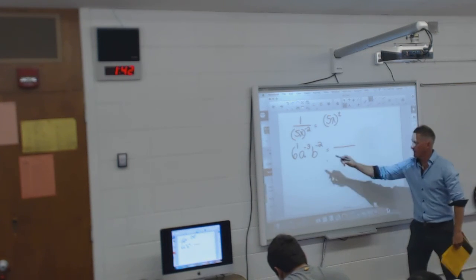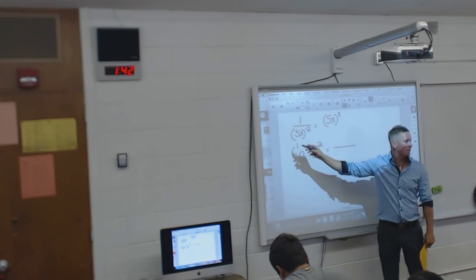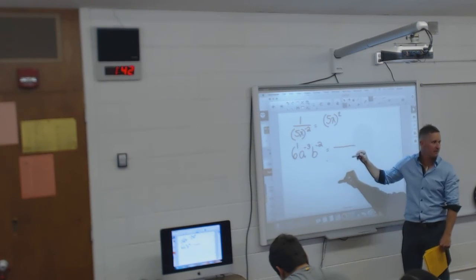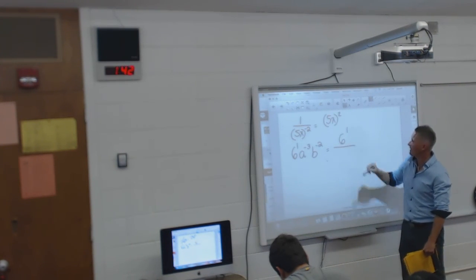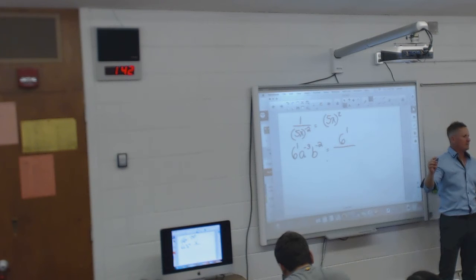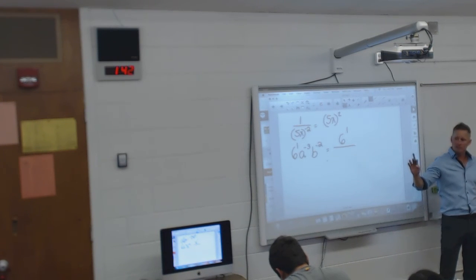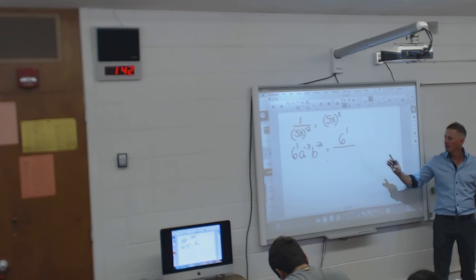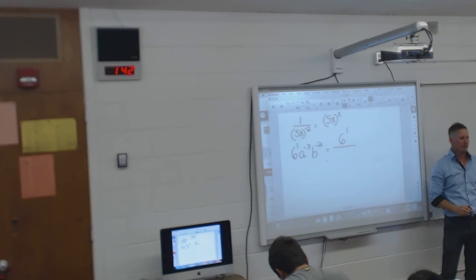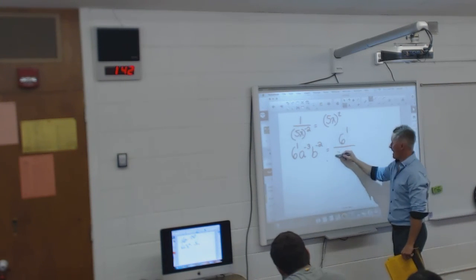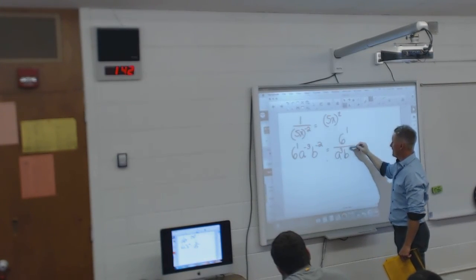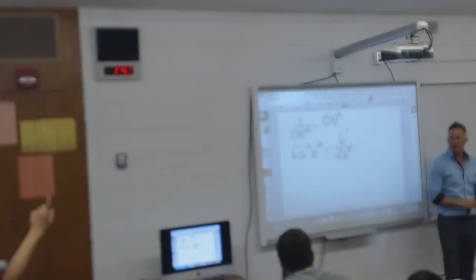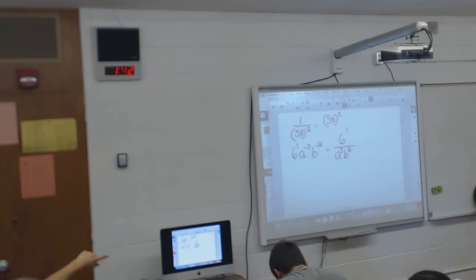So therefore, is it already positive? Yes. So do I have to move it below the line? No. So I go 6 to the 1 right there. I don't need the 1. Just put it in. Okay? What goes below? Positive 3. A cubed, B squared. Done.